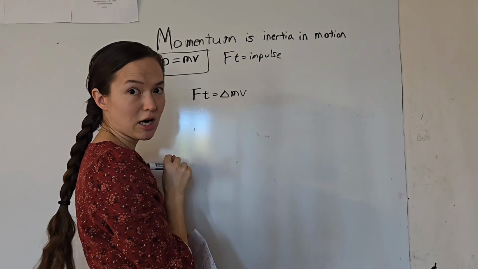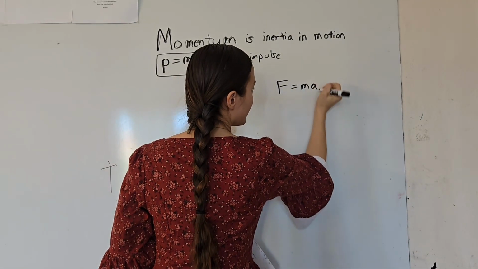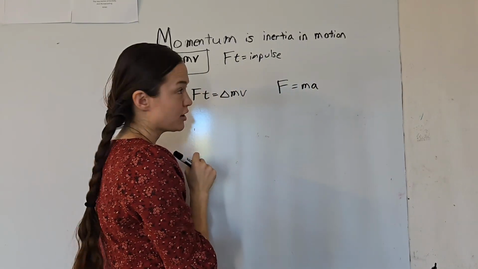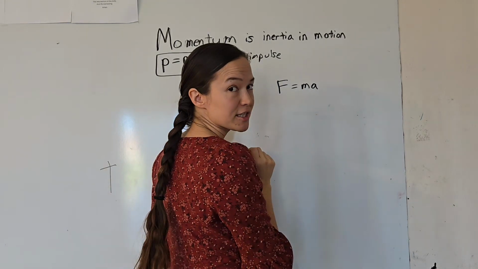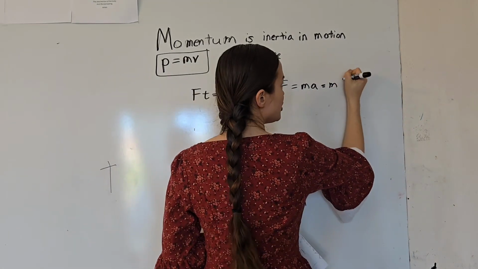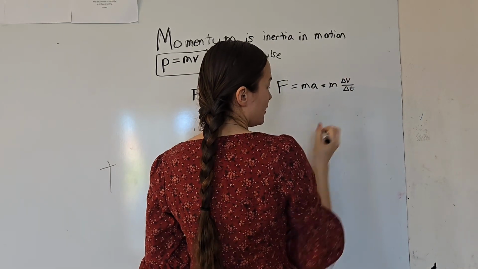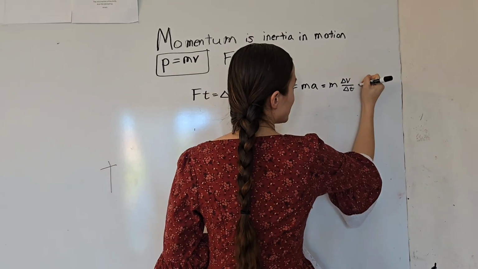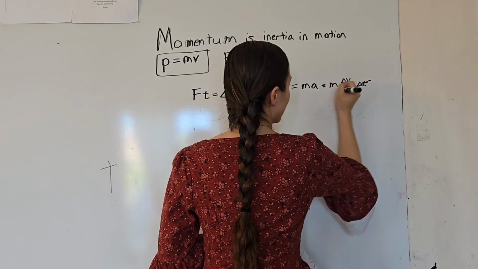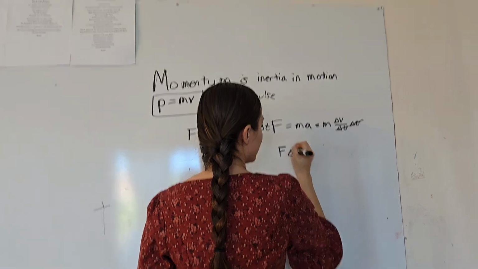This is actually just our old friend F equals ma, rearranged a little bit, and I'll show you how. What's acceleration? Acceleration is the change in velocity over the change in time. Now we're going to multiply both sides of the equation by the change in time. That cancels out, so now I've got F times the change in time.